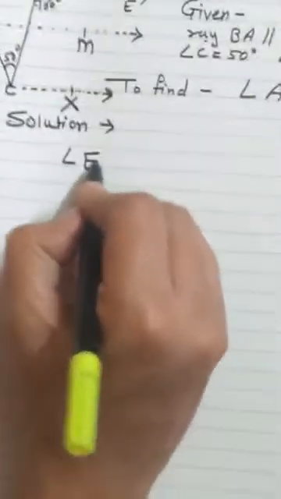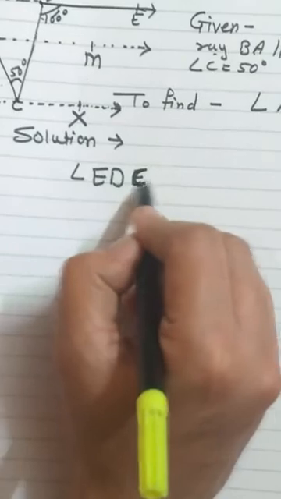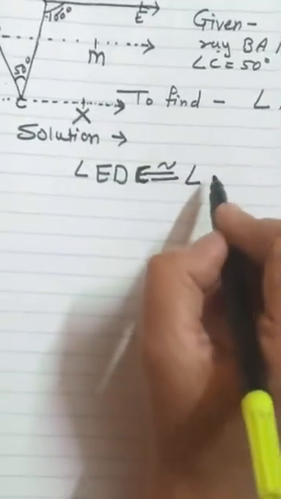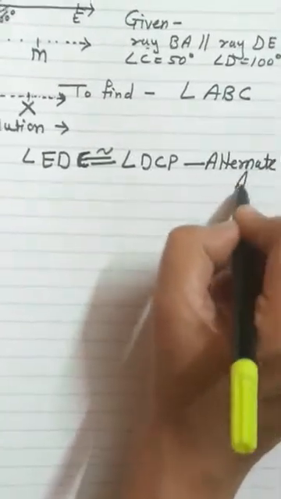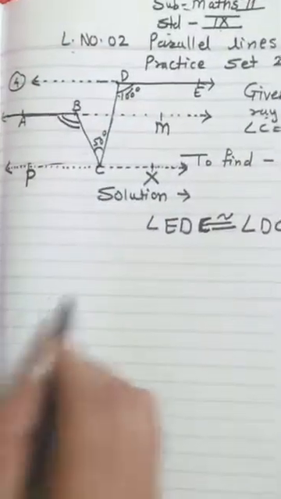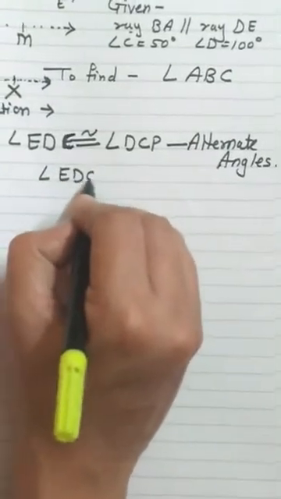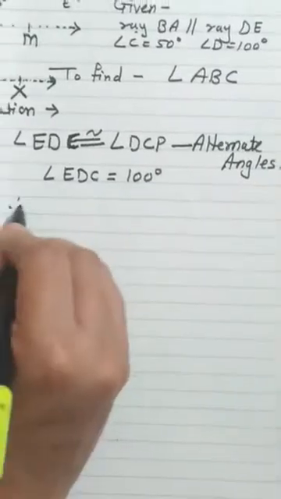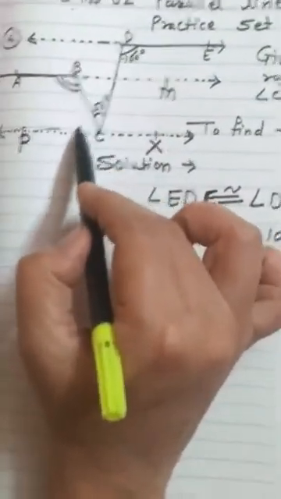So what is the name? Angle EDC. Sorry children, C. Angle EDC congruent angle DCP. The reason is alternate angle, means which are in Z shape. See, this is alternate angle. So these two angles are congruent, but this angle EDC is 100 degree. So obviously angle DCP is also 100 degree. Okay, DCP is 100. This total angle is 100.